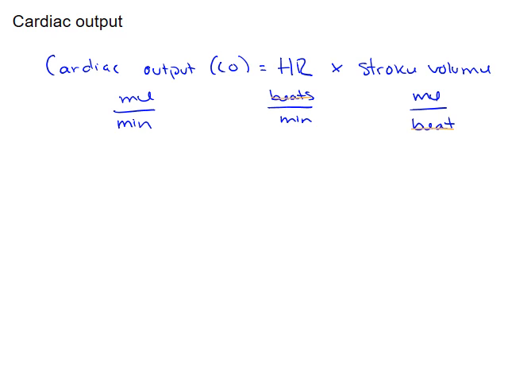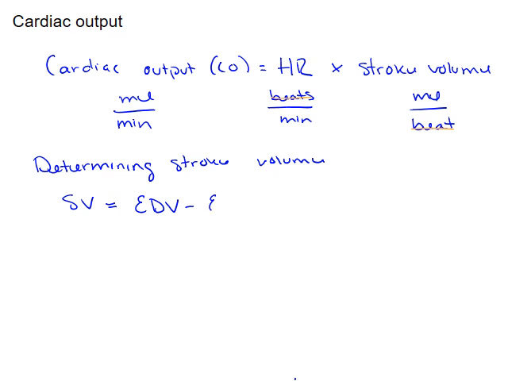Heart rate is the easy part of cardiac output to calculate, right? You just feel somebody's pulse, feel how many times their heart is beating in a minute. Stroke volume is a little bit trickier to determine. Here is how we determine stroke volume. It's again going to be a mathematical equation. So stroke volume is going to equal end diastolic volume minus end systolic volume. What in the world are all of those letters doing? Let me tell you about it.